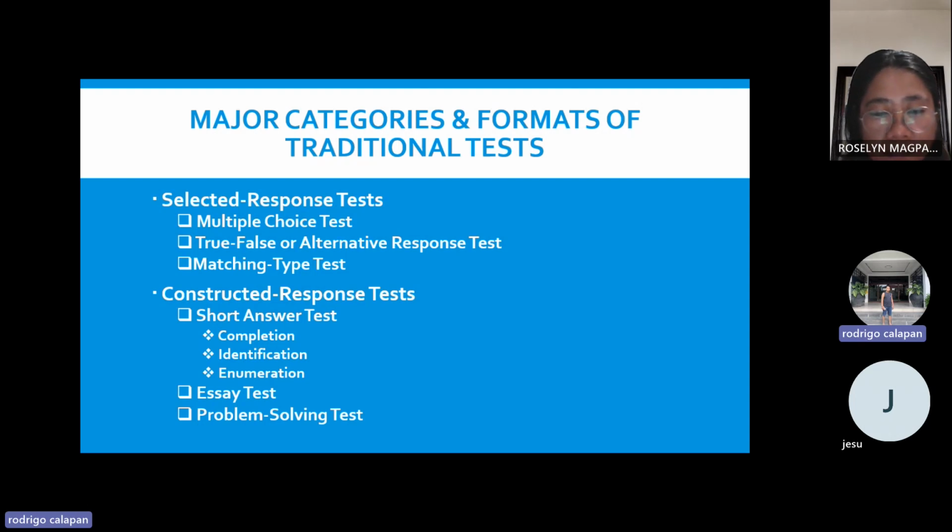And of course, the problem solving test. It consists of problems and questions that require our students to solve problems in quantitative or non-quantitative settings using knowledge and skills in mathematical concepts and procedures, and or other higher order cognitive skills. For example, reasoning, analysis, critical thinking skills.